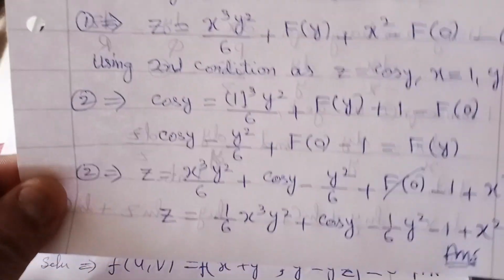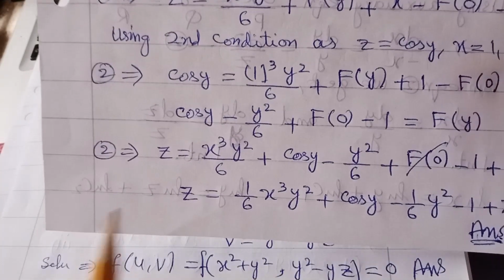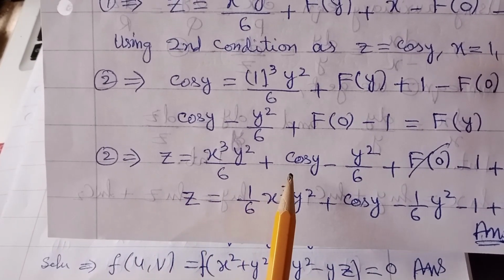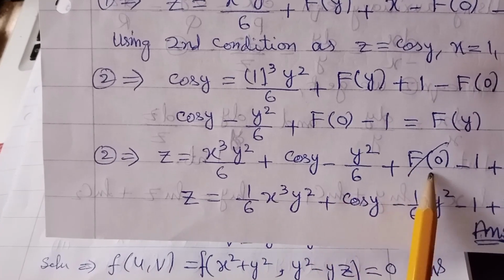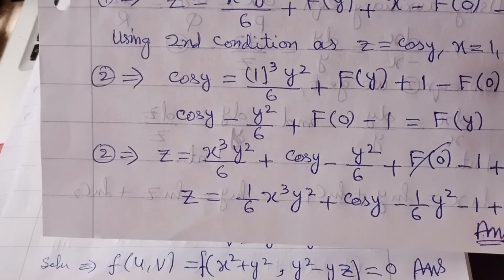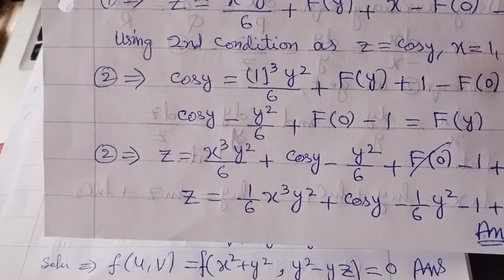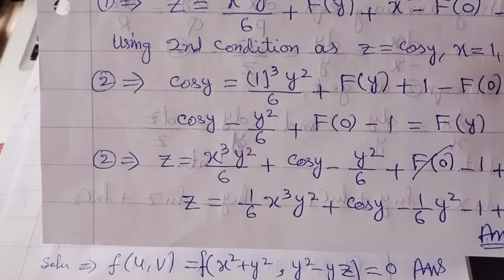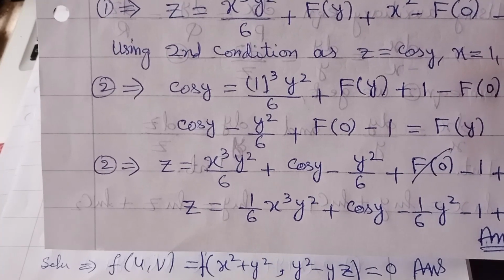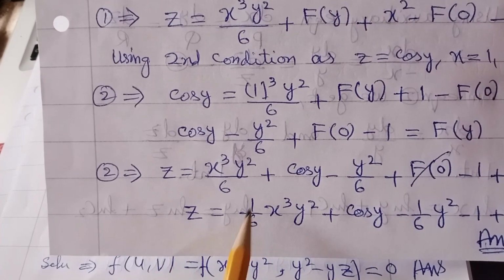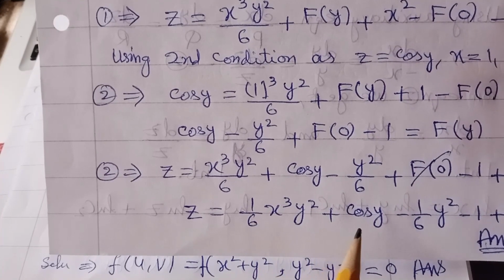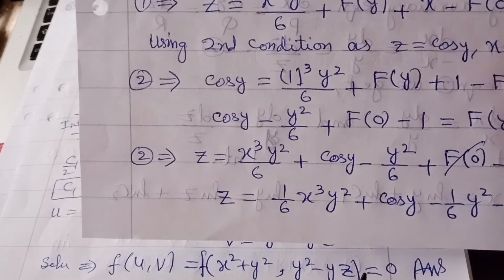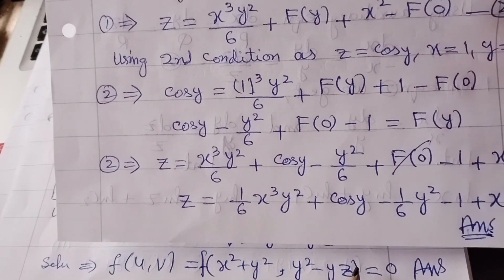Now from this equation, z becomes x³y² upon 6 plus cos of y minus y² upon 6 plus F of 0 minus 1 plus x² minus F of 0. So F of 0 will be cancelled out. So the rest of the terms remaining in this equation, that is z is equal to 1 upon 6 x³y² plus cos of y minus 1 upon 6 y² minus 1 plus x², which is the required solution of the partial differential equation.